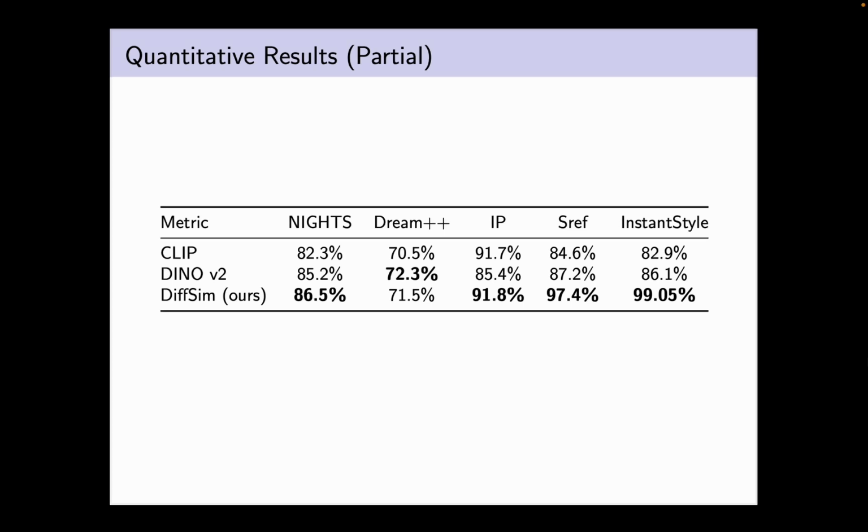Here are our main results. Across benchmarks, DiffSim is consistently strong. On Nights we are the best. On style benchmarks like SREF and Instance Style we substantially outperform baselines. On IP we lead as well. CLIP and Dino remain competitive on some semantic tasks, but DiffSim shines on appearance and style, which is where attention alignment helps the most. We also show an ensemble of CLIP, Dino and DiffSim improves performance further.